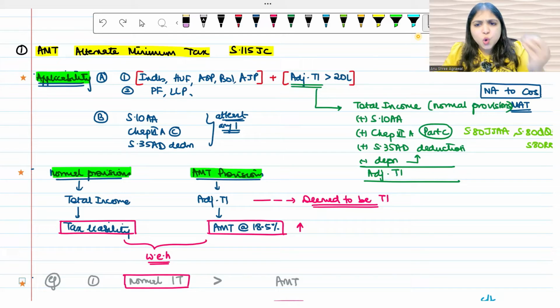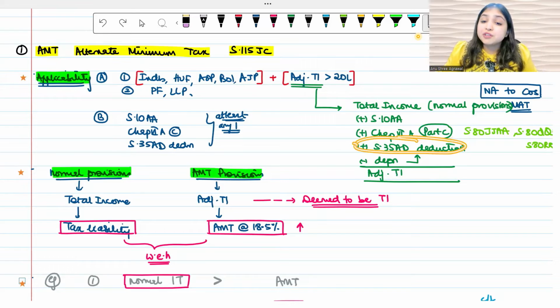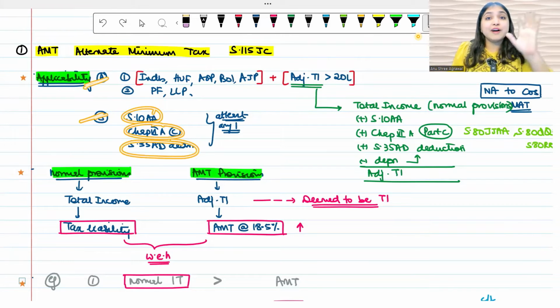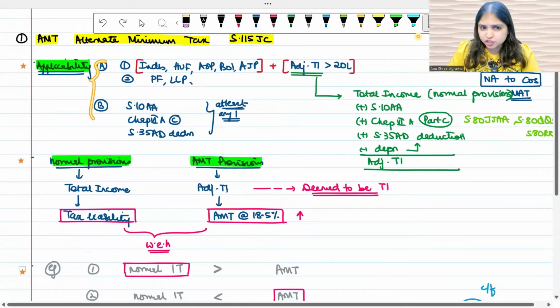Then we learned what adjusted total income is. Adjusted total income means your normal usual total income, reverse 10AA tax holiday, reverse Chapter 6A Part C deductions, reverse 35AD deduction. But for 35AD assets, now you can claim depreciation. Then we learned the second condition: at least one out of 10AA, Chapter 6A Part C or 35AD, this assessee must be enjoying. If both these conditions are fulfilled, welcome to AMT.